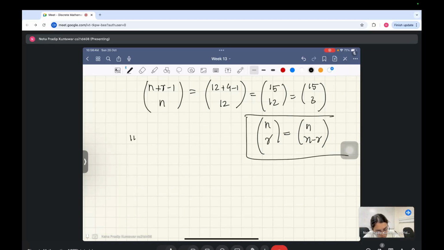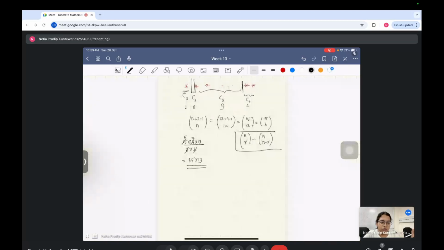And what is 15 choose 3? That is 15 into 14 into 13 by 3 into 2, and that turns out to be 35 into 13. So this is the number of ways in which you can distribute 12 candies to 4 children where there are no constraints. So this is the answer to part 1.